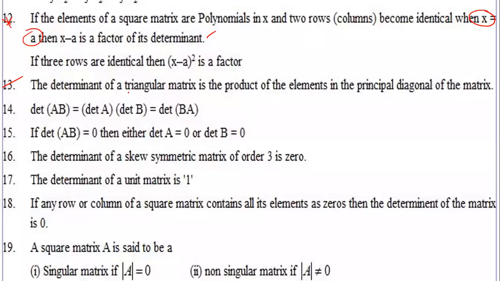Verify. Determinant of a triangular matrix. Triangular means upper triangular or lower triangular; the determinant is nothing but the product of the elements in the principal diagonal. Can I give an example based on this one? 1, minus 3, 1, 0, 0, 0, 4, 5, 6. Dear student, what is the answer? Can you say? Verify yourself. Yes, beautiful. Time saving, time management is very important, dear students.